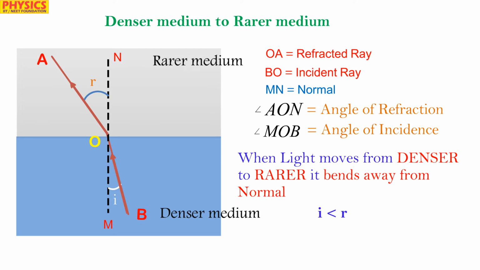Remember one point: angle of incidence and angle of refraction are always measured from the normal. So these are the angles made by the incident ray and refracted ray with normal, not with the surface. Be clear.